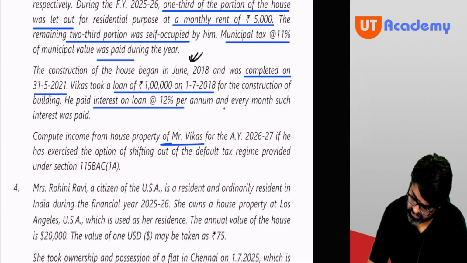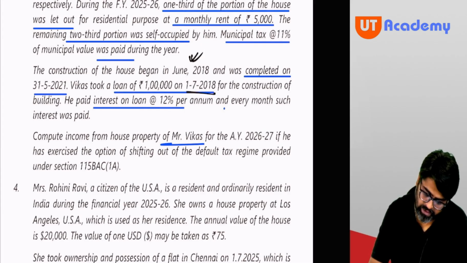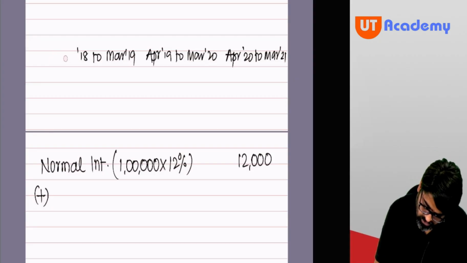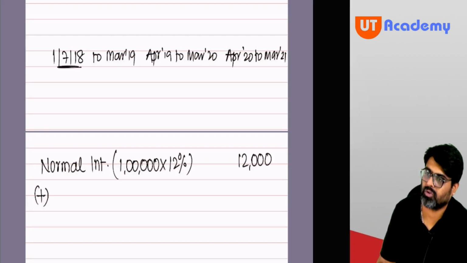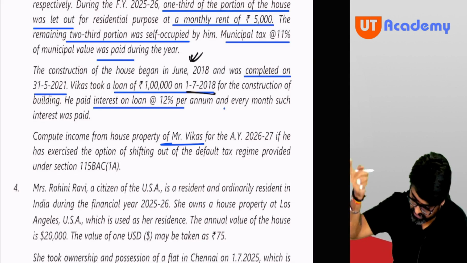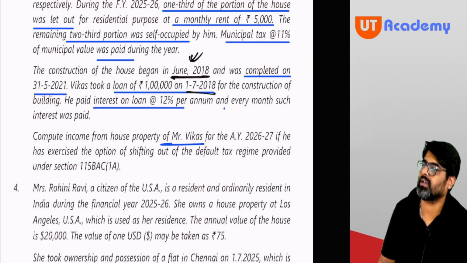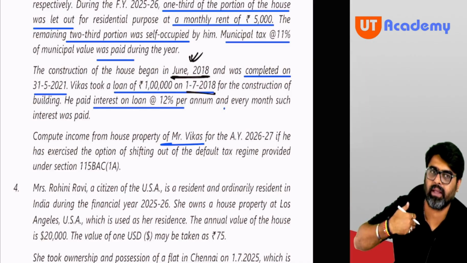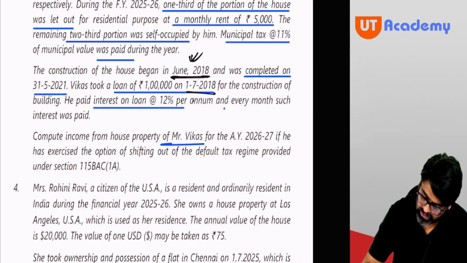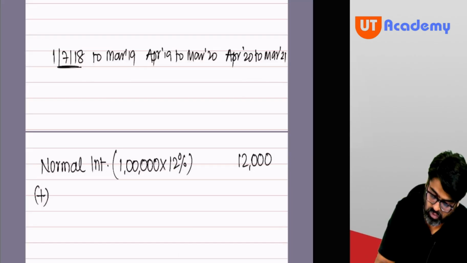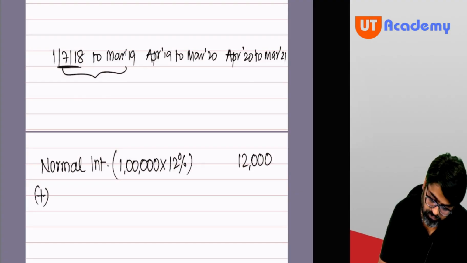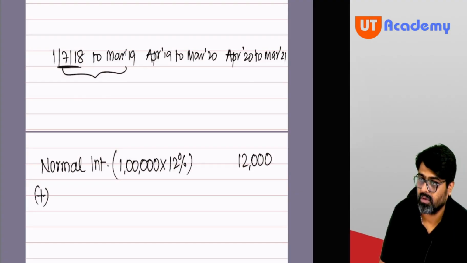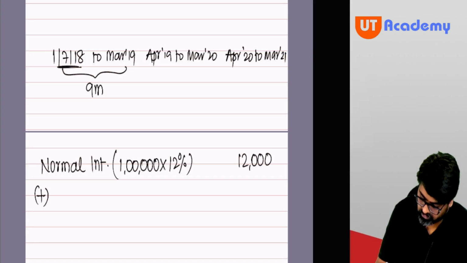Construction of the house began in 1st July 2018. Loan was taken on 1st July 2018. This is correct, no? Okay. Construction started in June 2018. Correct. Do I have to see when I have started the construction? No. I have to see when the loan was taken. Loan was taken on 1st July 2018. So from 2018 to March 19, how many months? July to March, 9 months.